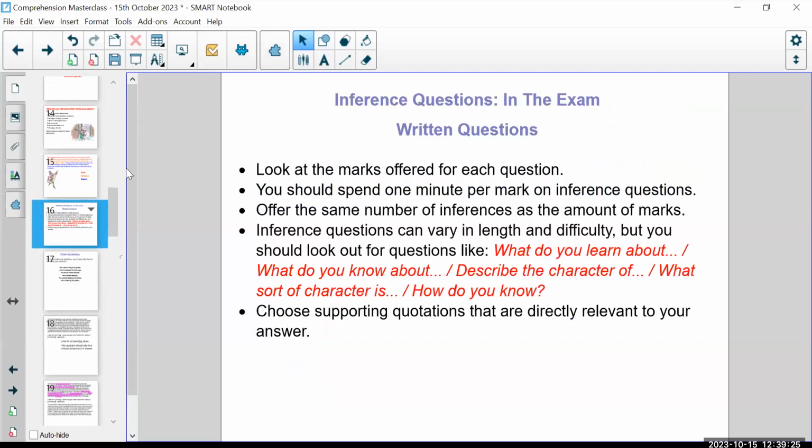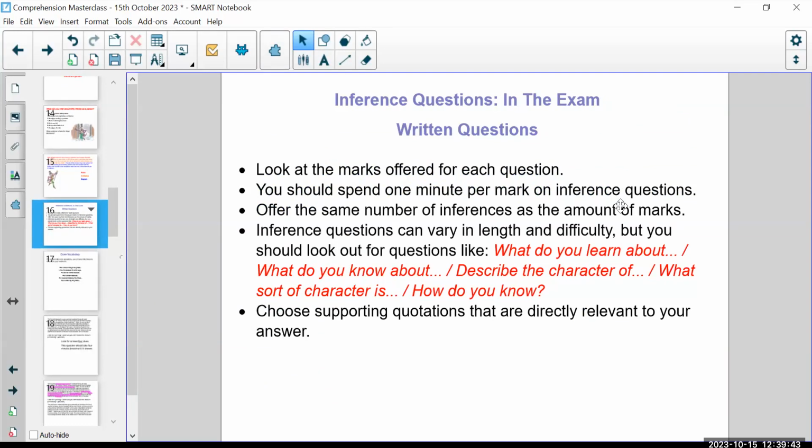Okay, so a few little pieces of exam advice and exam tips and techniques here for a moment. So when you're doing inference questions, obviously, the way we've been practicing it now, that's going to be for exams that have written answers.